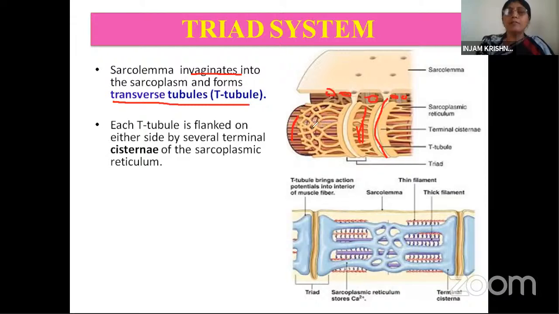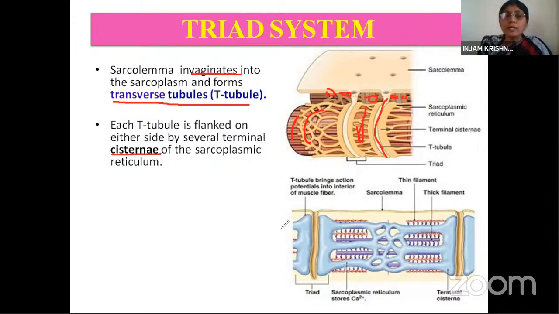Next, what is this one? Sarcoplasmic reticulum. At the ends of the sarcoplasmic reticulum, there is a cistern. What is cistern? Have you heard of this word? Cistern means one cavity or space in between two membranes. That space acts as a reservoir. That is called cistern. For example, the Golgi complex also has cisternae. Two membranes, in between there is a space.